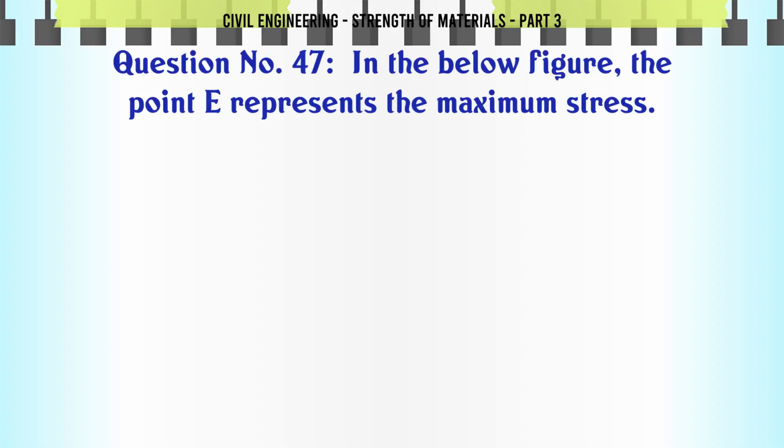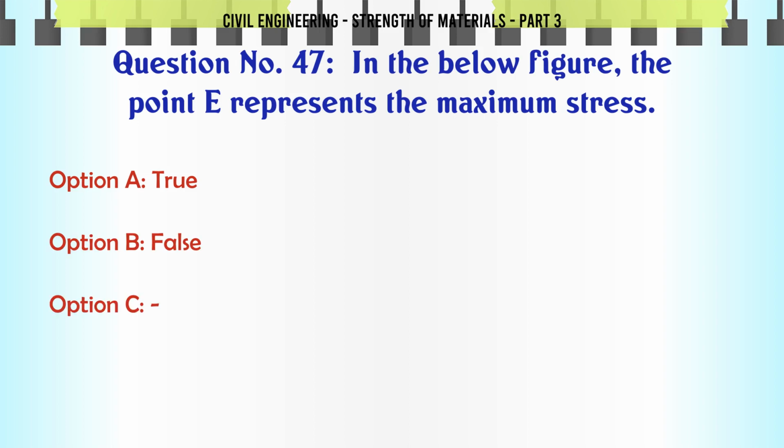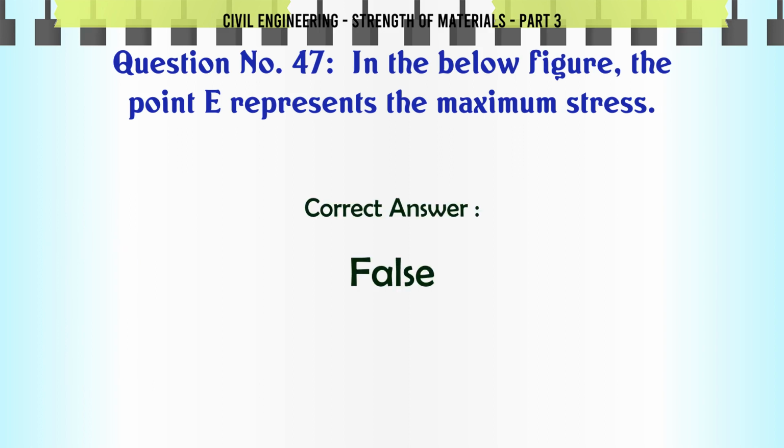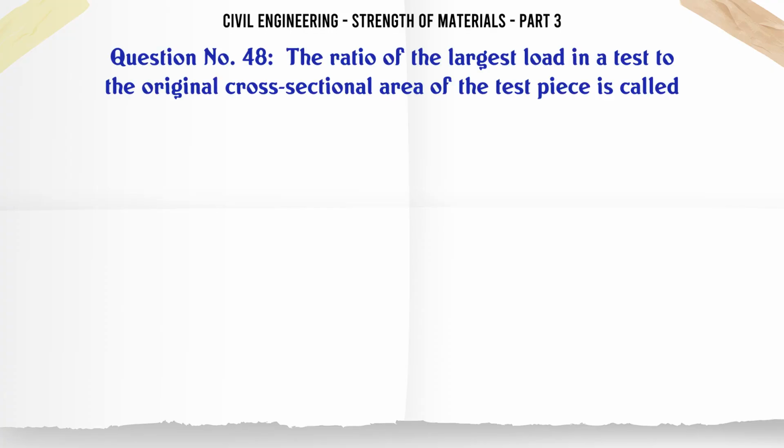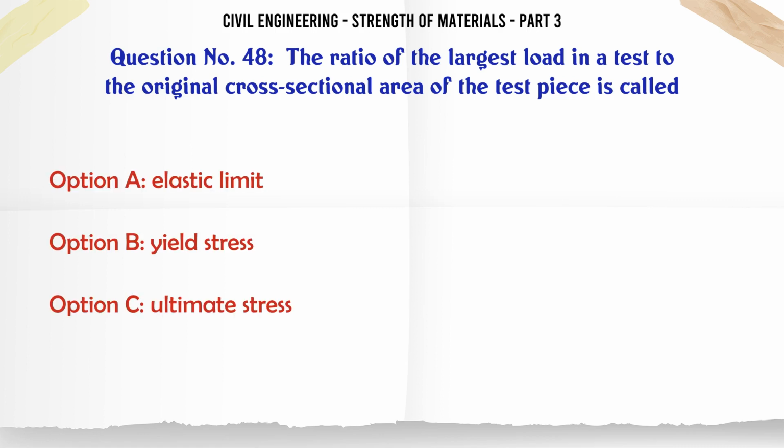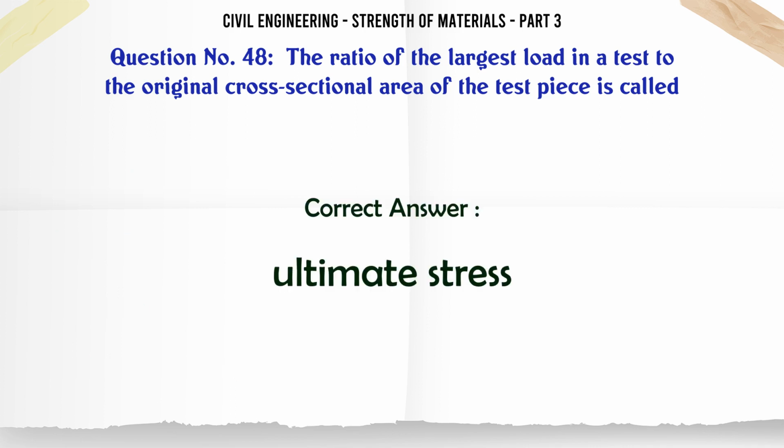In the below figure, the point E represents the maximum stress. A. True. B. False. The correct answer is false. The ratio of the largest load in a test to the original cross-sectional area of the test piece is called A. Elastic limit. B. Yield stress. C. Ultimate stress. D. Breaking stress. The correct answer is ultimate stress.